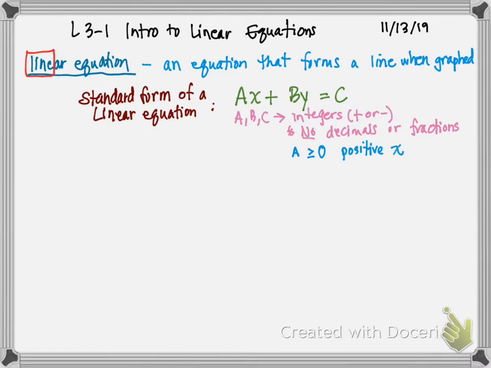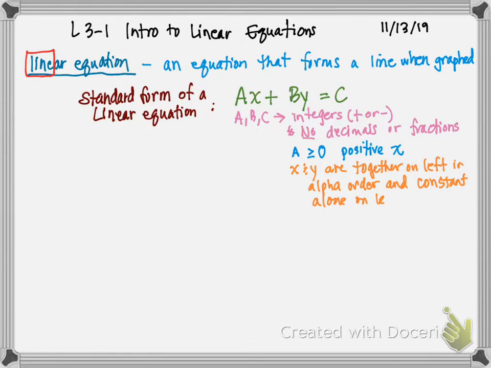That's okay. All right, and then the other thing I want you to note that may seem insignificant, but it is not, is that notice where x and y are. They are together on the left, in alpha order. So x always comes first. And the guy by himself, the C, is the constant. Because remember, the definition at the very top, A, B, and C are all integers.